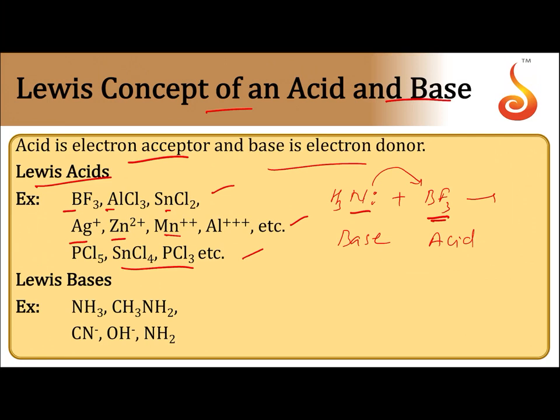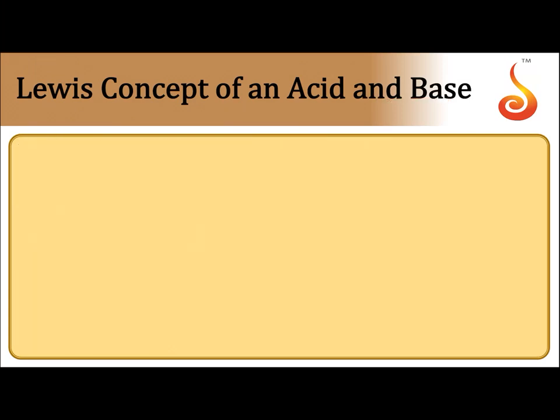When it comes to bases, neutral molecules with one or more lone pairs of electrons on the central atom are Lewis bases. When you take all amines, primary, secondary, tertiary, they have a lone pair on the nitrogen, so they can donate the lone pair, hence they are Lewis bases. And anions which can donate one or more lone pairs also act as Lewis bases.